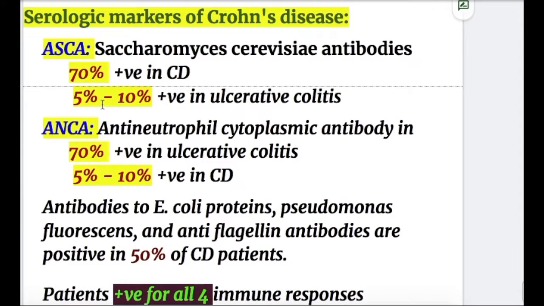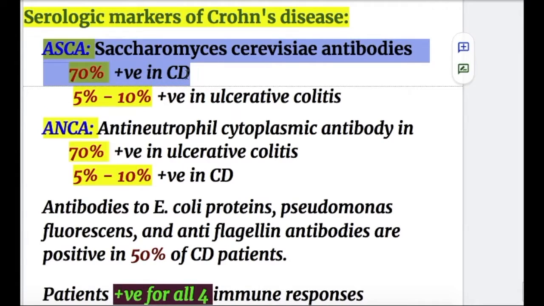Now, serologic markers of Crohn's disease. ASCA, anti-Saccharomyces cerevisiae antibodies, are positive in 70% of cases of Crohn's disease and about 10% in ulcerative colitis. Whereas ANCA, anti-neutrophil cytoplasmic antibody, is positive in 70% of cases of ulcerative colitis and 10% in Crohn's disease. So ASCA is more important as a serologic marker for Crohn's disease and is positive in about 70% of cases.